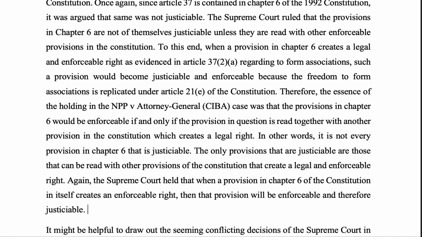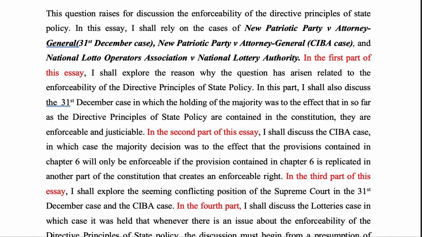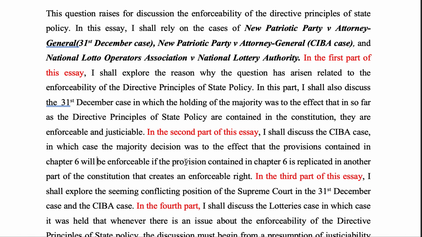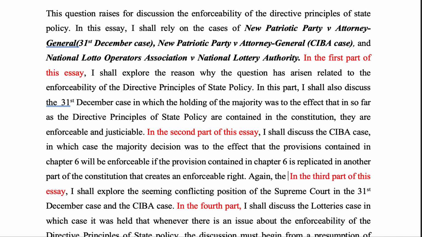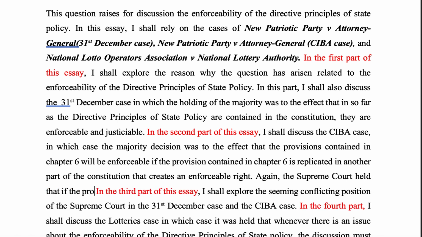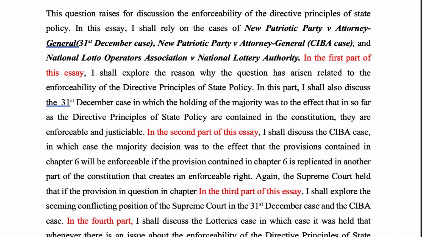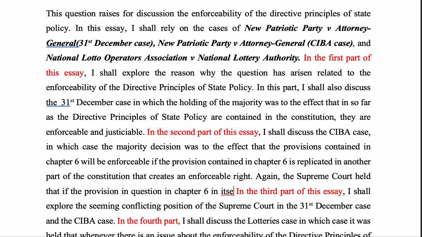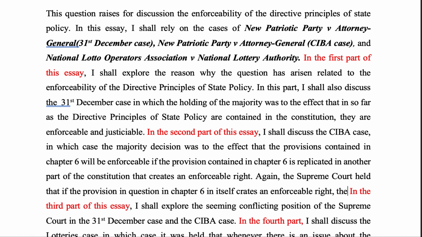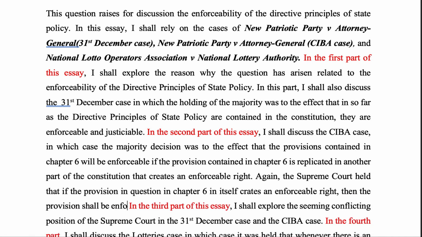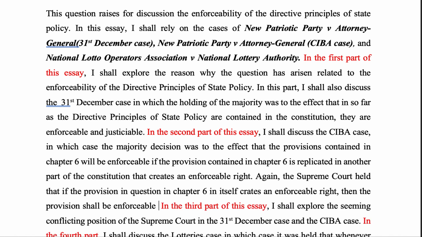So at this point, let's go back to our introduction and see what we have said. In our introduction, we added that in the second part of this essay, we shall discuss the Siba case, in which case the majority decision was to the effect that the provisions contained in Chapter 6 will be enforceable if the provision contained in Chapter 6 is replicated in another part of the Constitution that creates an enforceable right. Let me add again. The Supreme Court held that if the provision in question in Chapter 6 in itself creates an enforceable right, then that provision shall be enforceable and justiciable.